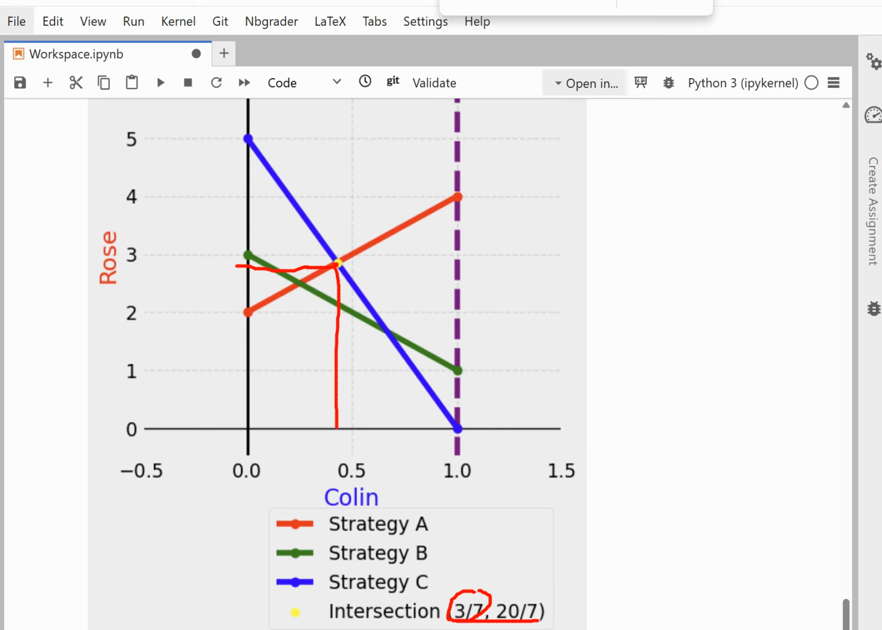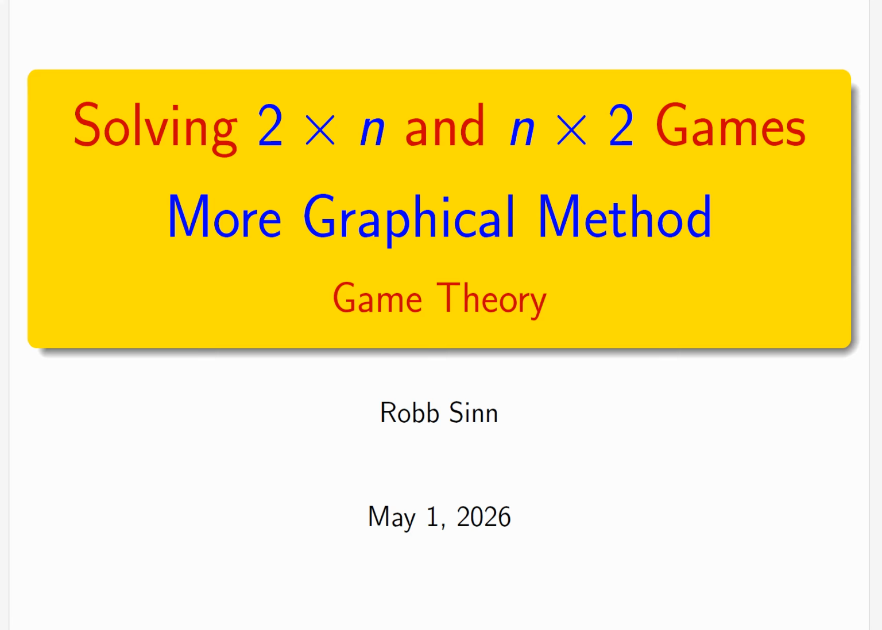The x coordinate of the point, again, is the percentage of time that Colin is going to play strategy B. How are we going to solve for Rose's values? Well, we're going to create the 2x2 subgame, where we only look at Rose having strategies A and C. That's how you use the graphical method to solve 2xn or nx2 games.